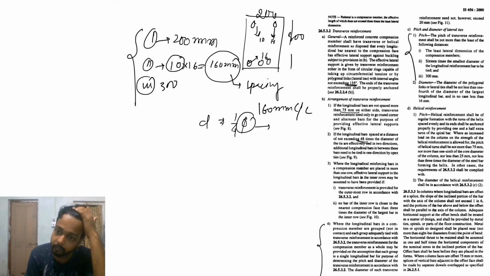Pitch: helical reinforcement shall be of regular formation. Here is one important thing. The pitch of helical turns shall not be more than 75 mm, and not less than 25 mm, and the core diameter of the column not less than 3 times the diameter of the steel bar forming the helix.